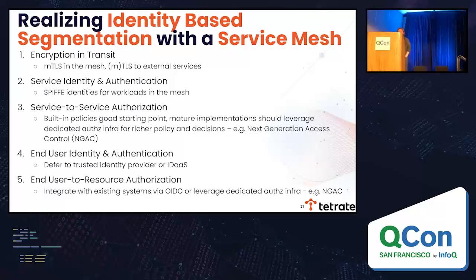To bring this back, if we look at our five tenets for identity-based segmentation, we can use the service mesh to achieve all of them. First off, we can achieve encryption in transit. The service mesh gives you a strong application identity. We use a system called SPIFFE to do this, and we issue a normal certificate that encodes the application identity, and we can use that to do encryption in transit, mutual TLS specifically.